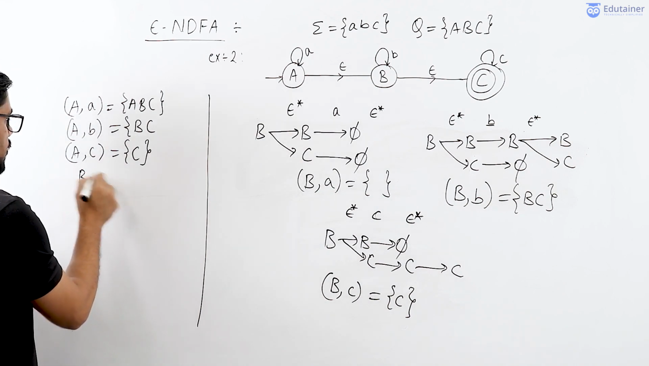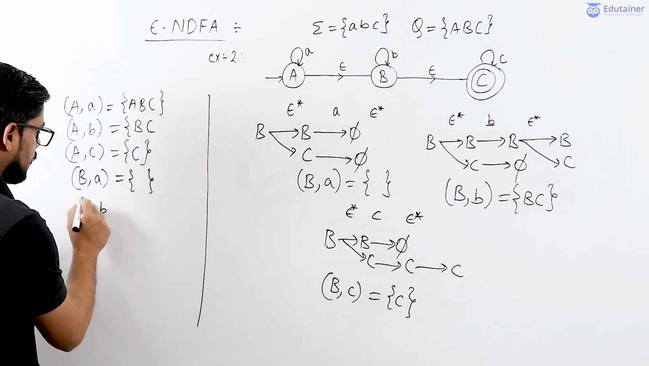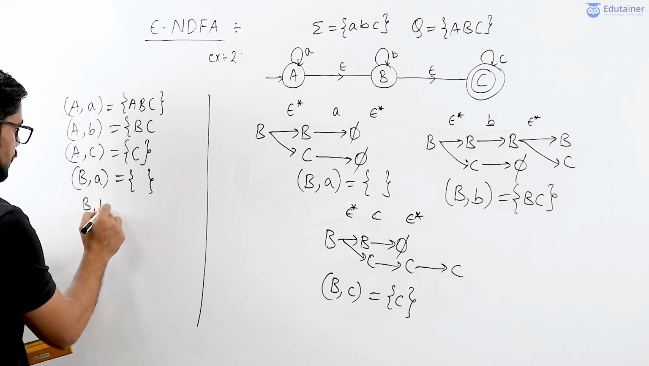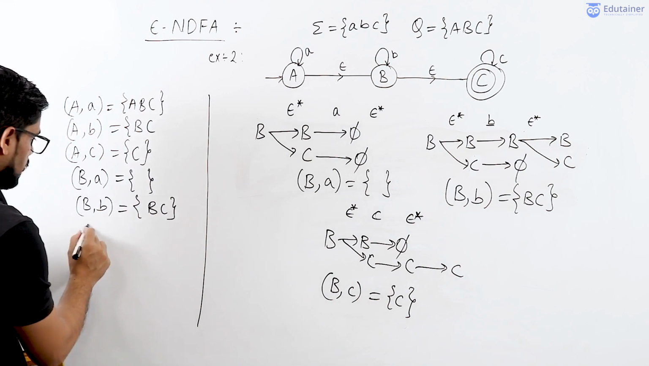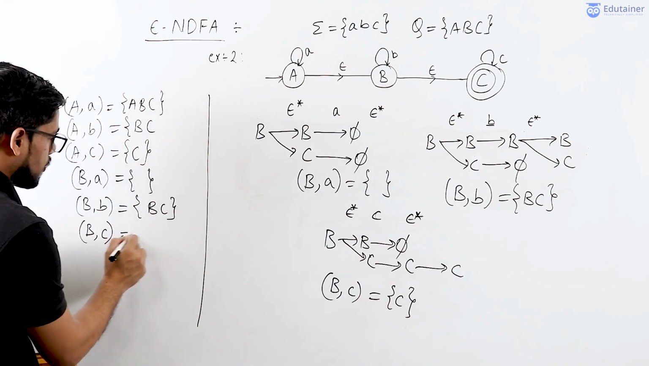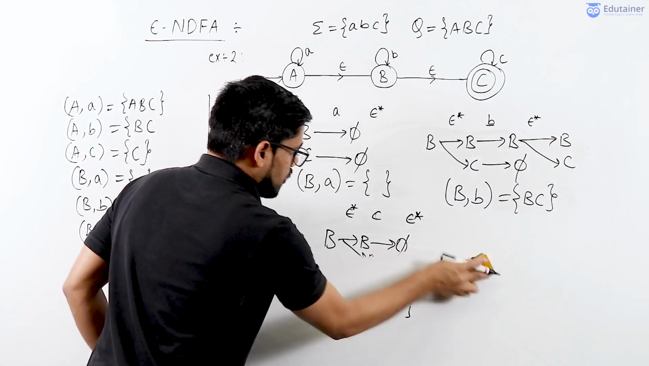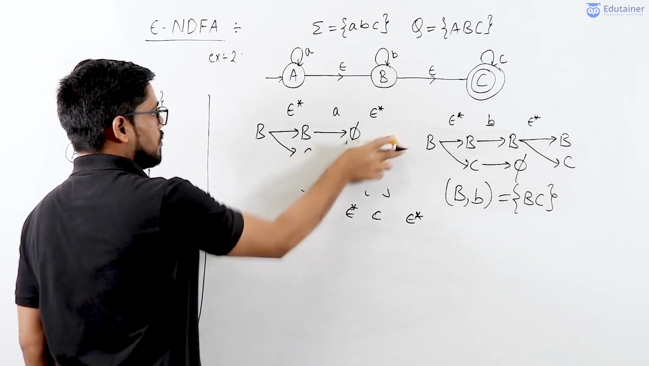B on small a, B on small b, B on small b, capital B and capital C. B on small c, only C. Now the last state is the final state, which is C.